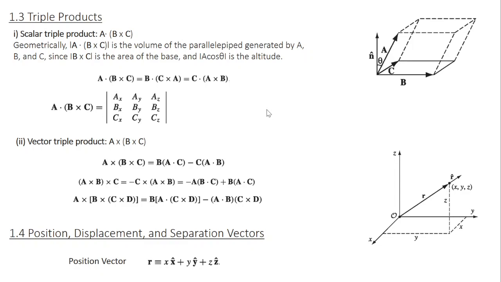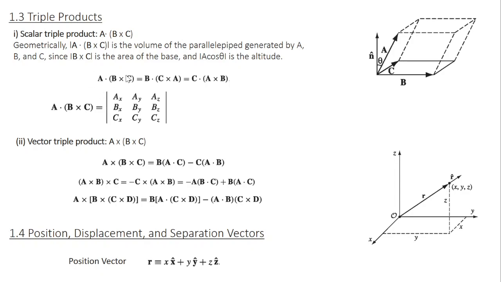c. Now you can write the scalar triple product as a determinant. In the first row you have components of the a vector, followed by components of the b vector, followed by components of the c vector. And you can expand this and find out the value of the triple product.